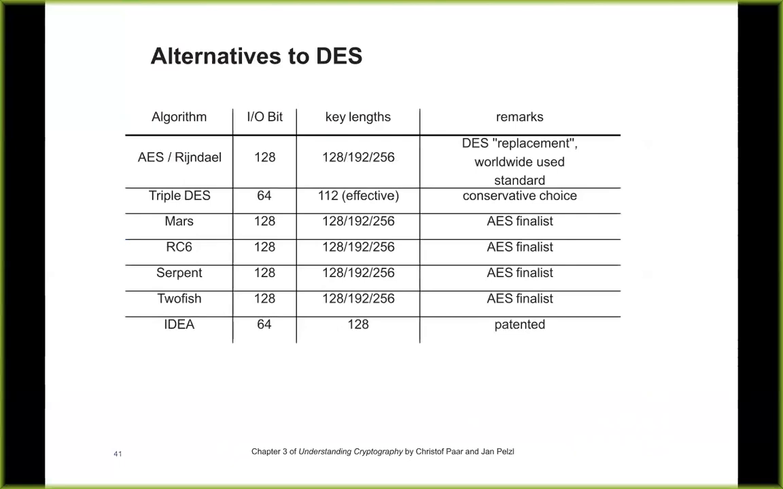So here's the modern alternatives. AES is, of course, the best. That's the worldwide standard approved by the government based on the Rijndael cipher, 128 bits and longer versions. And that's fine. Triple DES is fine, effectively 112 bits. And there's all these other ones we'll talk about more, but these are the finalists to the AES competition. Mars, RC6, Serpent, Twofish, and IDEA are all, for all practical purposes, just as secure as AES. They're just not the one that won and became the standard. Not that there's anything wrong with them, they're just not the one that was chosen as the fastest and best.